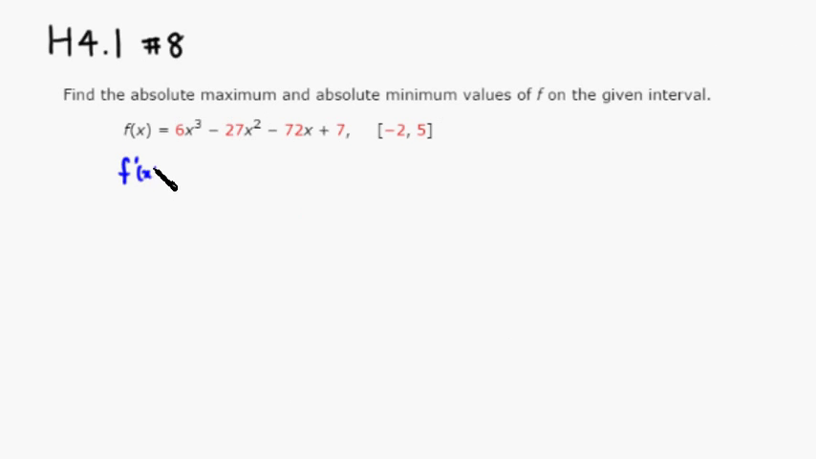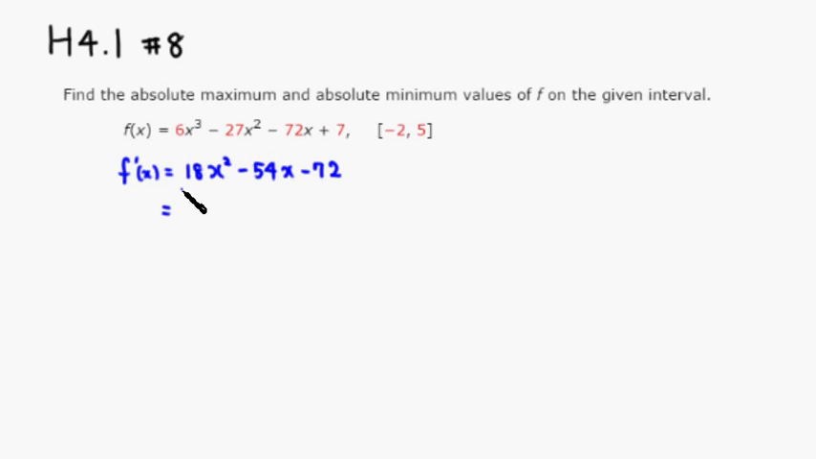So f prime of x is equal to 3 times 6, which is 18x squared, and 27 times 2 would be negative 54x. And then you have minus 72. And the derivative of 7 is 0. So we need to simplify this. Hopefully this is it. Is everything a multiple of 18? Let's see.